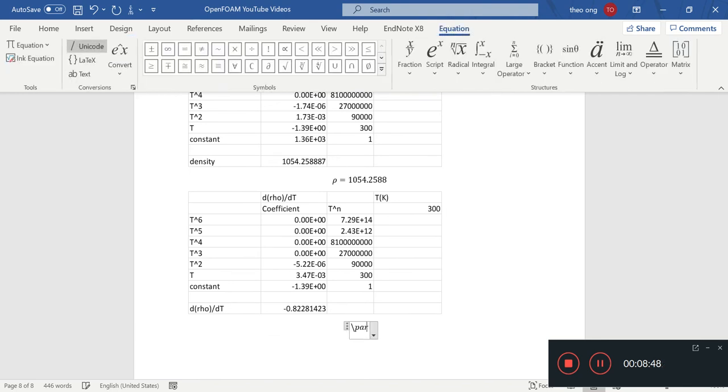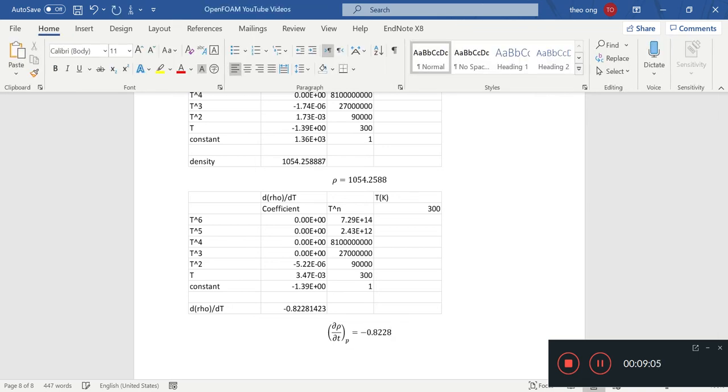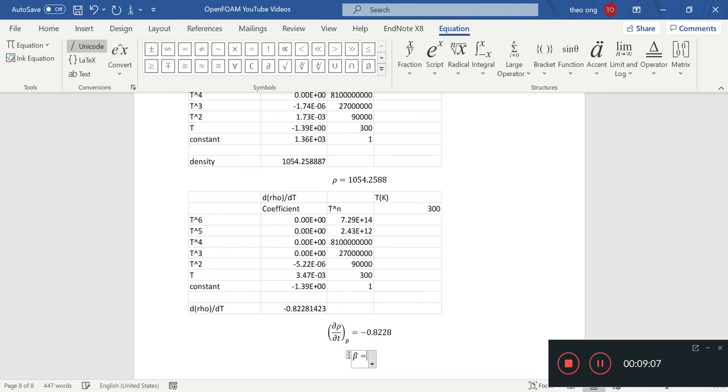Okay, rho partial T at constant pressure at 300 Kelvin is minus 0.8228. So now we can do beta, which goes minus 1 over rho, and then we just have this.